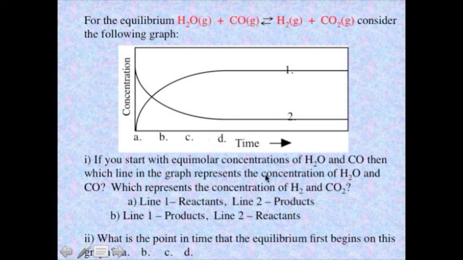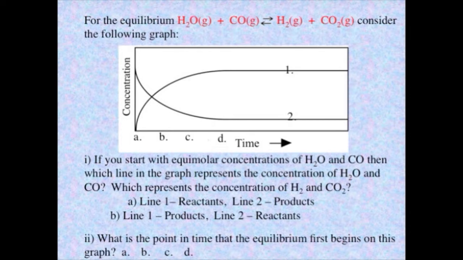the graph represents the concentration of water and carbon monoxide, and which line in this graph represents the concentration of the products, hydrogen and carbon dioxide? So, because there are no products when we start out at 0 time, line 1 represents the products, and of course, line 2 represents the reagents.